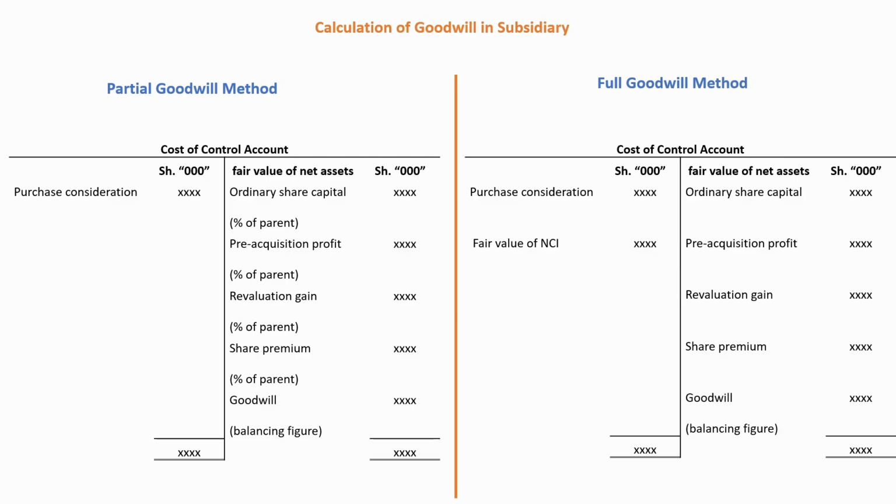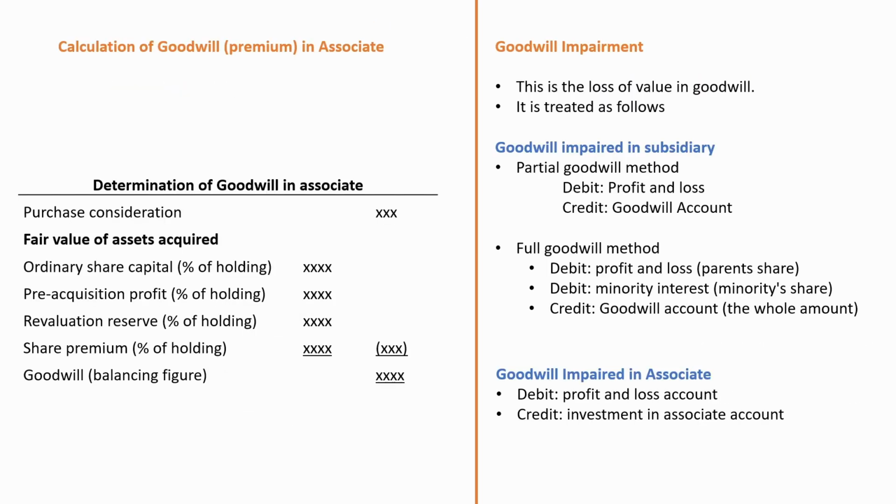Once you have this, we are going to see what you're supposed to do with the goodwill once you have calculated it, and also how to calculate goodwill for associates. So first, we want to see how to calculate goodwill in associate. Goodwill in associate can also be called premium. We use the same format. This is not a T format account. It is a statement, but the same items we had in the cost of control account are the same items we have here. The difference is the arrangement.